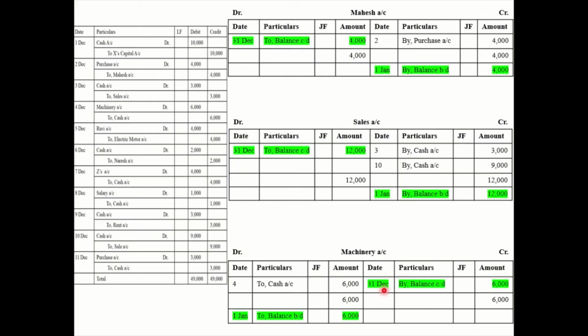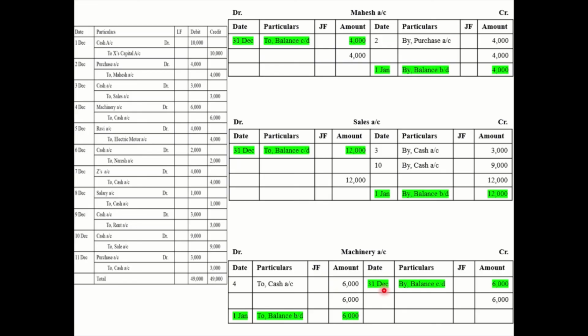Naresh account we record on the credit side because the 1st January entry is on the credit side. Z's account we record on the debit side because the 1st January entry is on the debit side. Salary account we record on the debit side. The 1st January entry is on the debit side. Rent account we record on the credit side because the rent account's closing balance, the opening balance of the next month, the 1st January entry, is on the credit side. That's why rent account we record on the credit side in the trial balance. Okay, this is the trial balance we prepare.